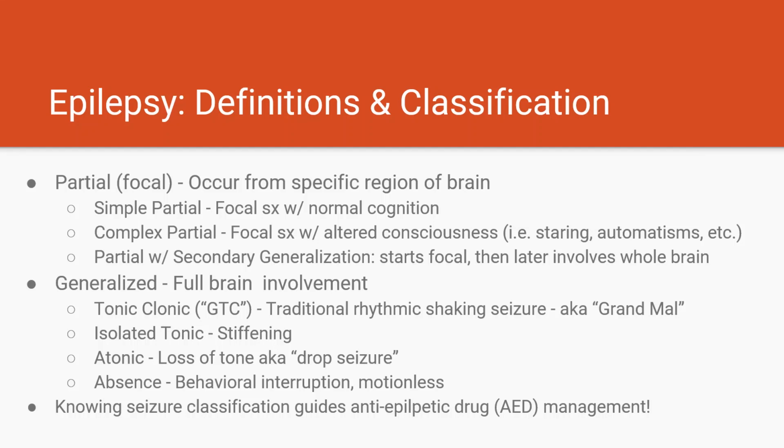It's important to define if partial seizures stay partial or if they have what we call secondary generalization. So this means that initially they have focal involvement of part of their brain and body, but then later develop a generalized seizure involving the entire brain.